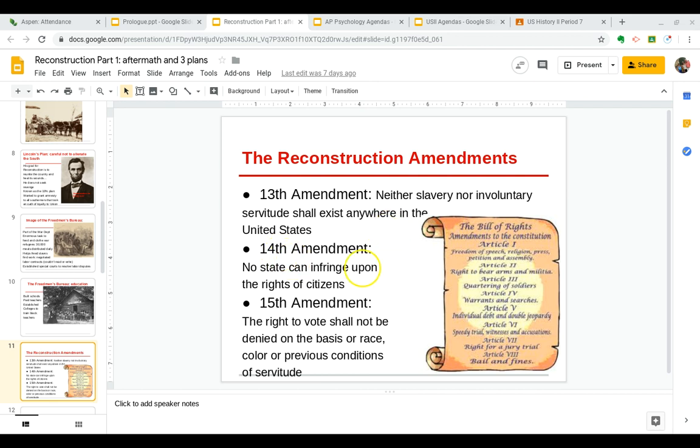14th Amendment is all about citizen rights. And I have pictured here the Bill of Rights, which you guys learned last year. And so this is passed to protect African Americans, especially in the courts. And then the 15th Amendment is massive and very revolutionary because it allows African Americans to vote. And this is done for a very special reason by the Republican Party, which we'll talk about. But as long as you guys know, this is voting, this is citizens, and this is no slavery. So let's just go on to slide number 12.